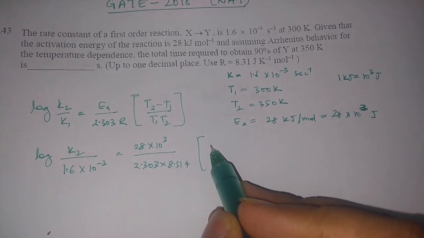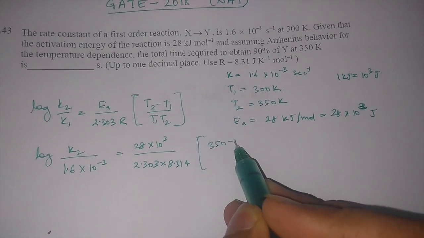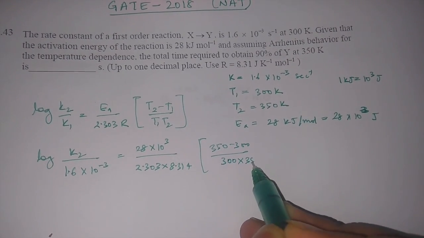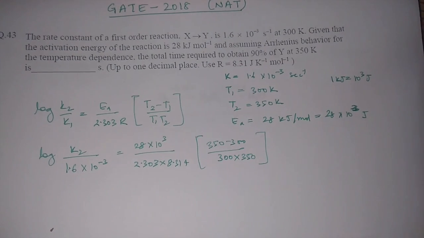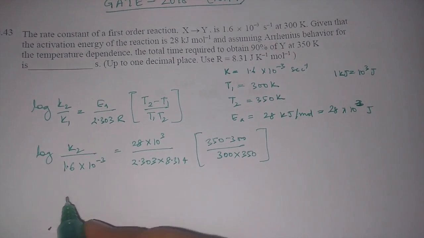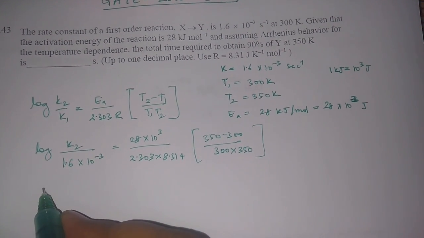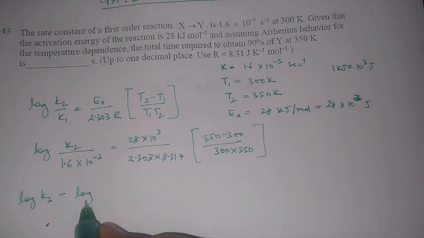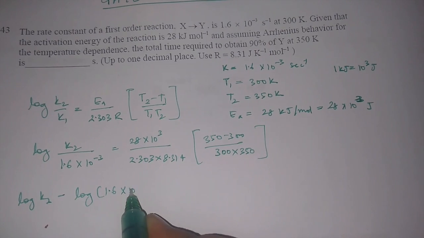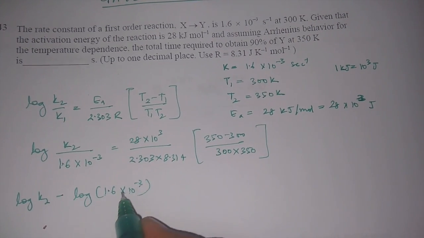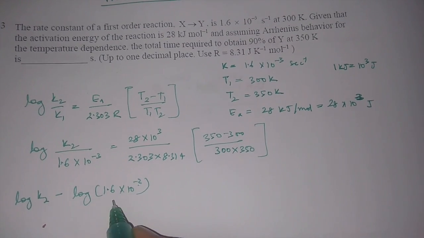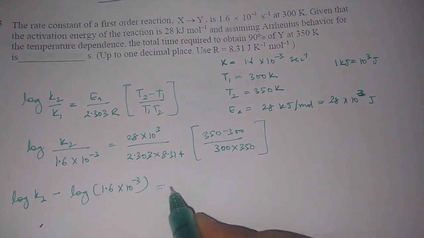And T1 is given, T2 is 350, so 350 minus 300 divided by 300 into 350. So that's how you can put in the values and solve. So you will be getting log K2 minus log of 1.6 into 10 to the power minus 3, or you can write it as 0.0016. Then calculate the log of it from the calculator given to you.